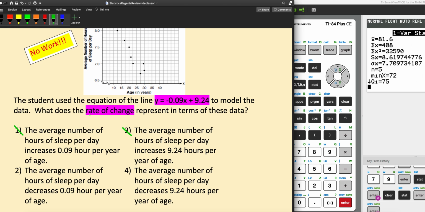Well, guys, your rate of change is the same exact thing as your slope. Well, guys, this is your slope right here. Boom, 0.09. So there you go, choice 2. The average number of hours of sleep per day decreases 0.09 hour per year of age. Simple, no work needed to be done. You just had to know your rate of change is your slope and what that number was, which is right here. Simple. Let's go on to the next one.